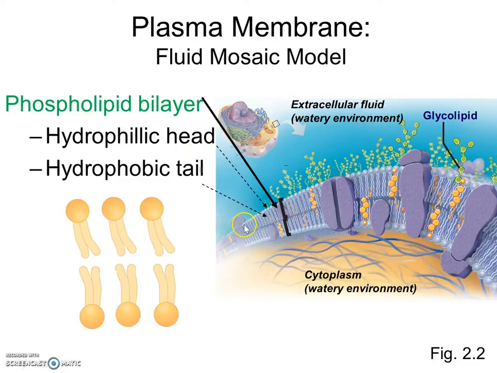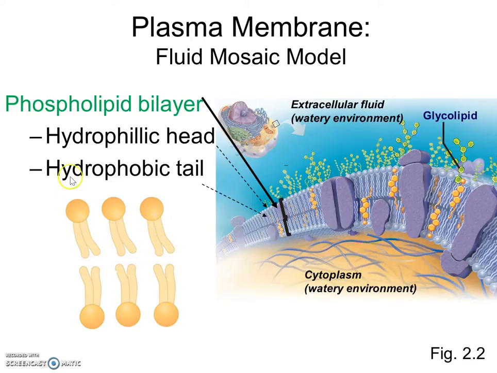So let's take a look. Notice all of the heads right here are facing the outside, the extracellular fluid, which is, again, water. So these heads are happy. They're facing water, which is what they love. Now, look on the inside. Remember, the cytoplasm is also mostly water. So here we have a bunch of hydrophilic heads, and they're facing the inside, which is great because, again, the heads love the water. But if we look at the phospholipid, here we have the tails.